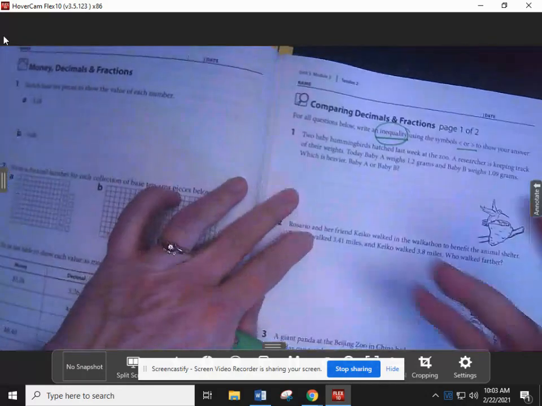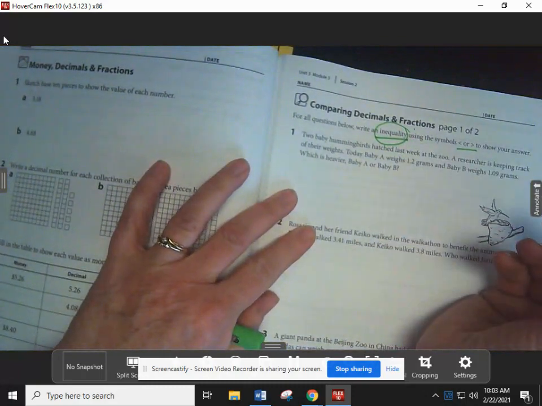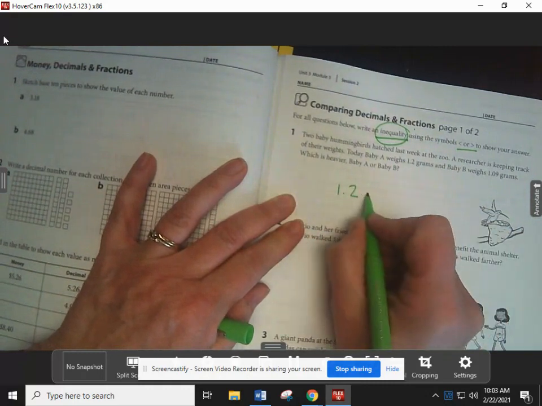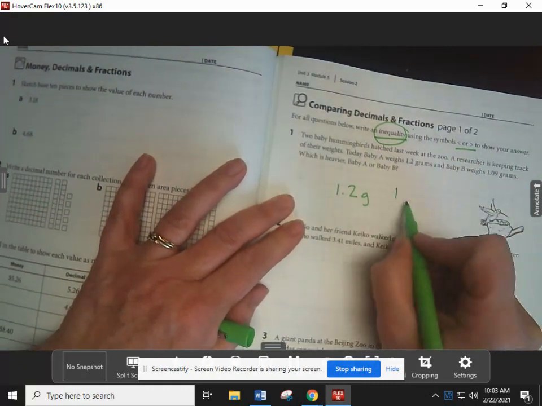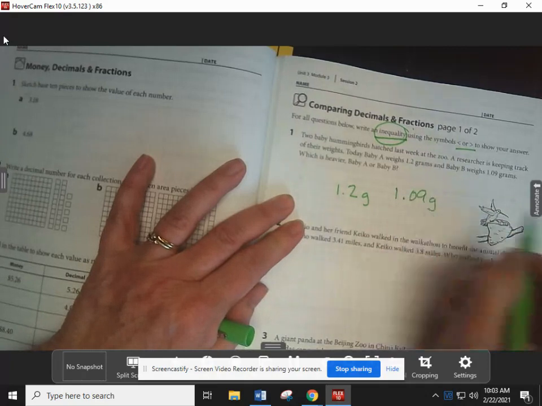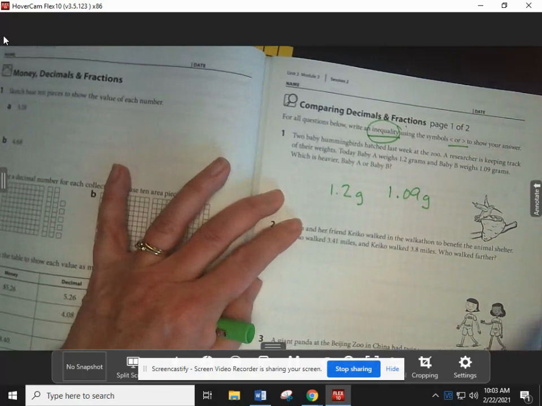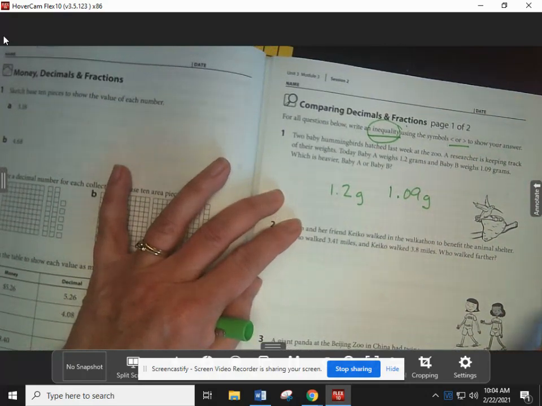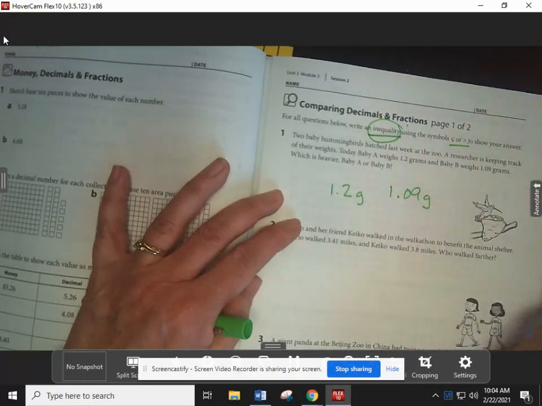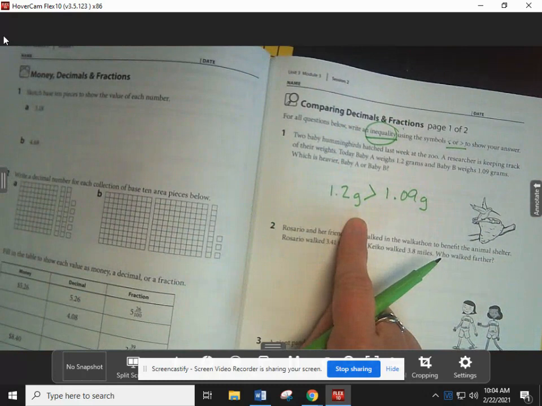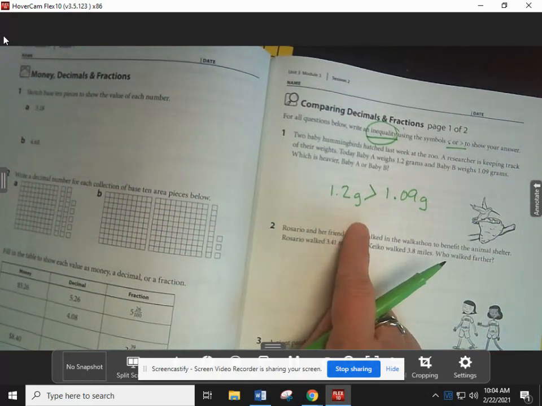Okay, so it's telling us that we have to do an inequality. So it says we have to write 1 2/10 grams and 1 9/100 grams. And now we write our inequality. We use one of those symbols. Which is the symbol I use? Do I use this, the less than, or do I use the greater than? David? Greater than? I use the greater than symbol. This is called an inequality.